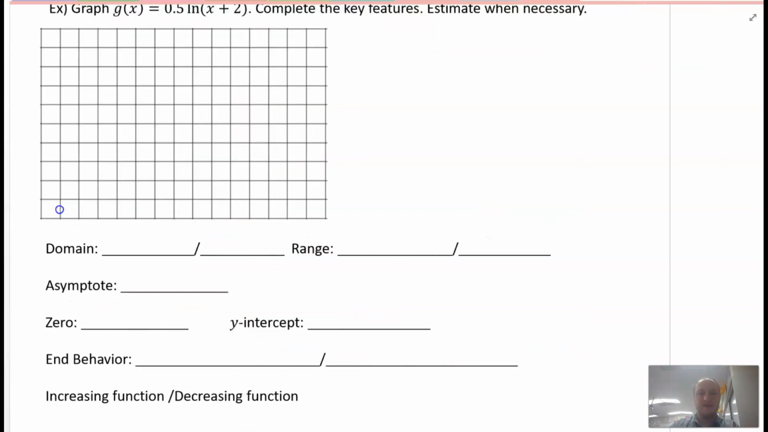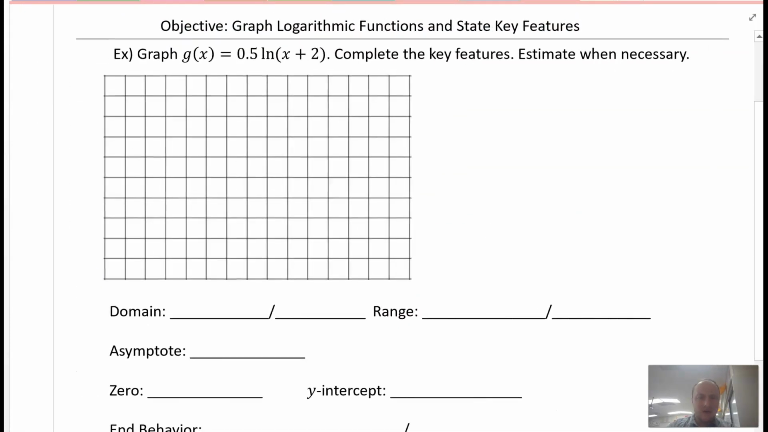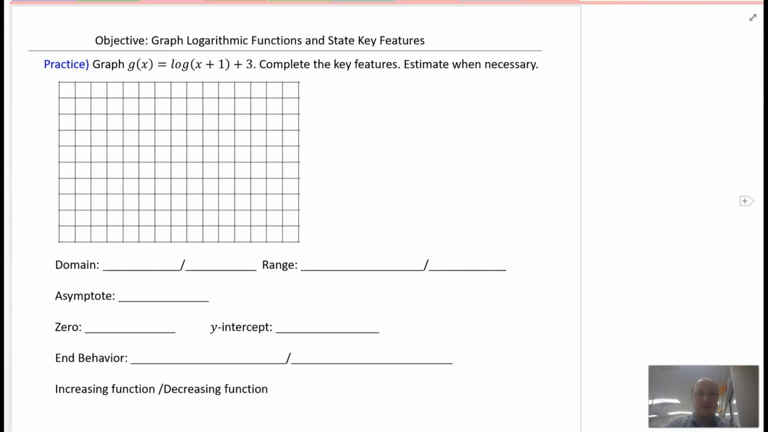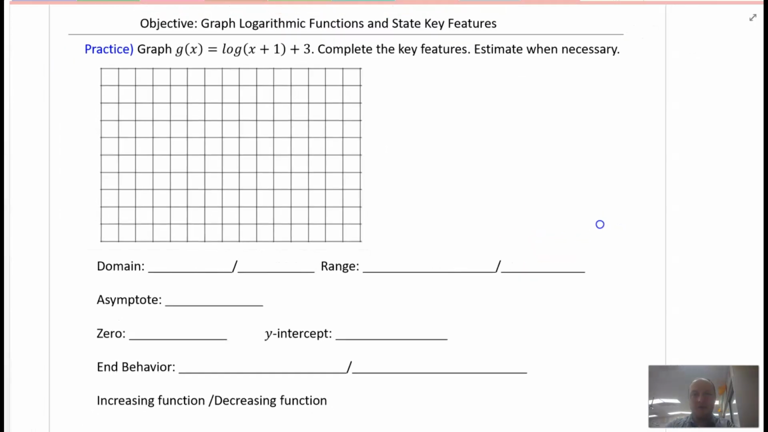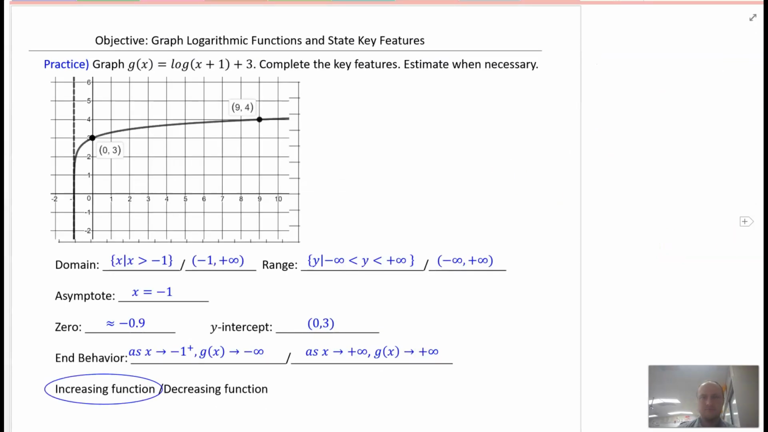Here is the next example, and we're good on time. Here's what I'm going to do. I'm going to give you guys a practice problem. So here's a log base 10. Please go ahead, try this one, and then I will post the solutions after you try this. Okay, so hopefully you've had time to give this a go. Here is the solution.